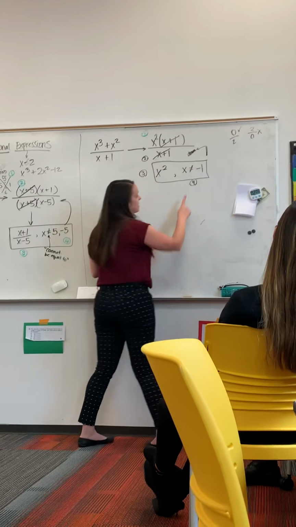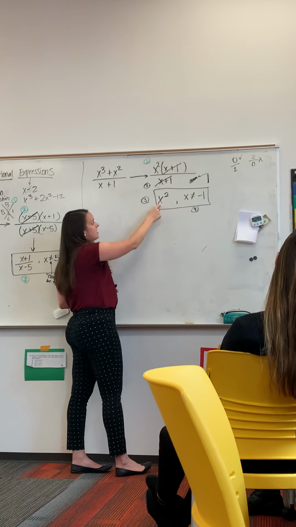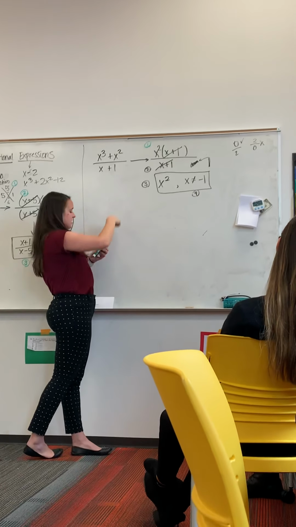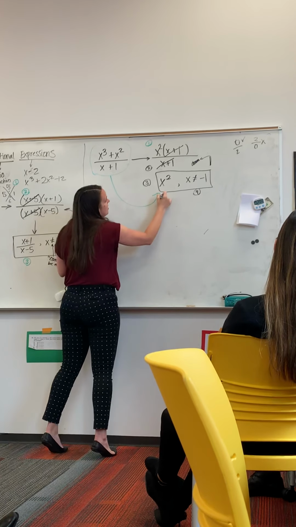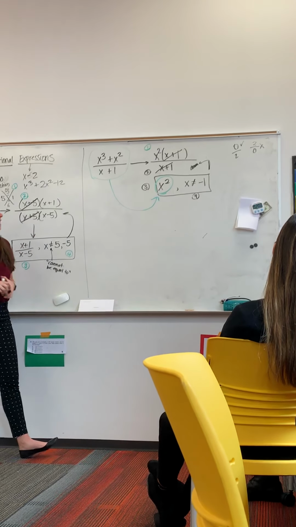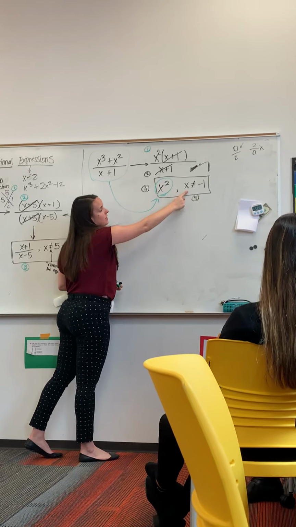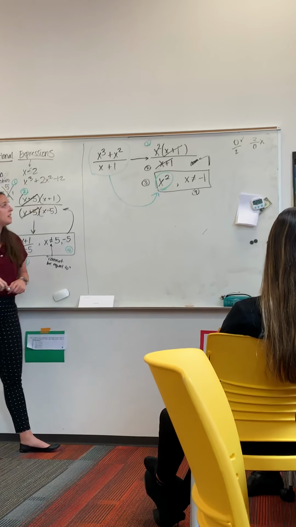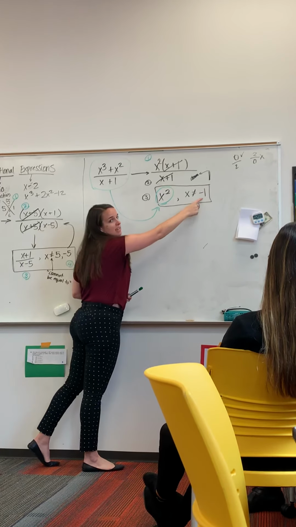So, Crystal, the answer is not this. The answer is this. So this is a simplified version of this. This is a great question, and I should have probably thought about this more. Right? So we're taking this and making it smaller. The reason that we're including the excluded values is because this is not equal to this at -1.